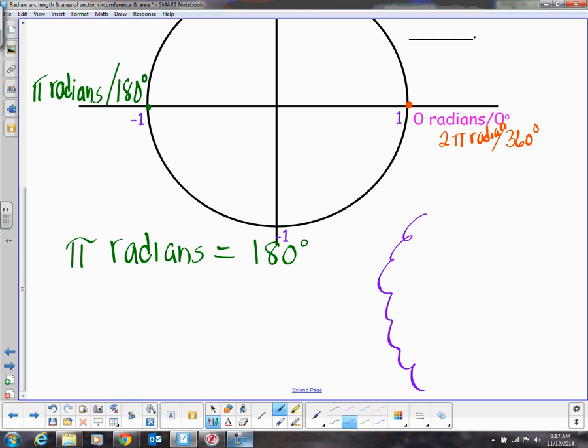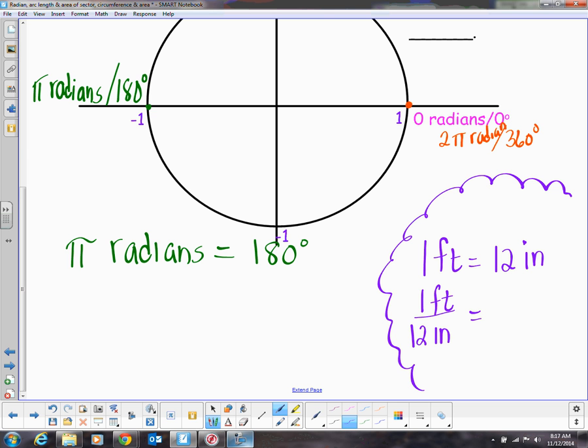Now I'm going to do a sidebar, get off our path here, but you've played with this before. If I have 1 foot, it is equal to 12 inches. And when we do conversions, because that's what we're doing today, we're changing from degrees to radians, radians to degrees. When we do conversions, we write what we call a conversion ratio. We either write it as 1 foot over 12 inches, or we write 12 inches over 1 foot.